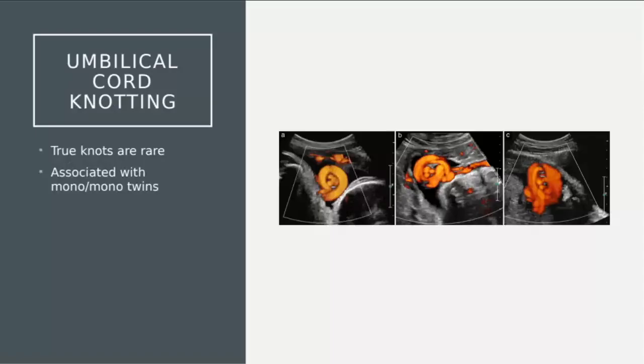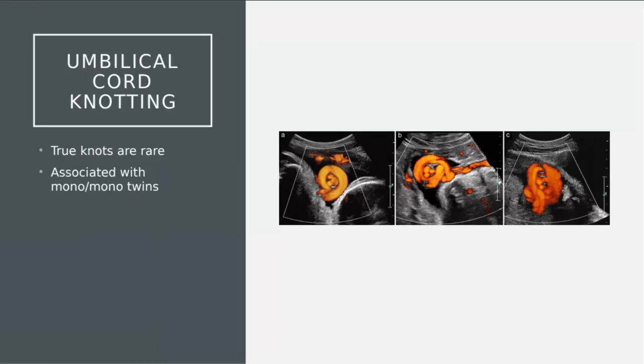Umbilical cord knotting. So true knots in the umbilical cord are really rare, and we usually only see them with mono-mono twins. So when we learn about twins, mono-mono means that they share the same of everything. So you have two twins floating around in the same sac with no separation with each other with two umbilical cords. So think about if you had like two shoestrings and you just were constantly crisscrossing them over and over and over again for 10 months, you're going to get an actual knot that occurs in those cords.